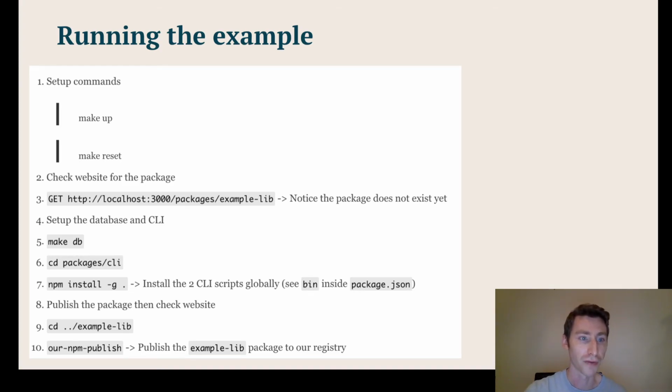We then run the script to set up the database in the CLI, so make DB. We can then change directory into the CLI, install the script globally. Now we're going to publish the package, then check the website. So we're going to change directory into the example lib, run our npm publish script, which is going to publish the example lib to our registry.